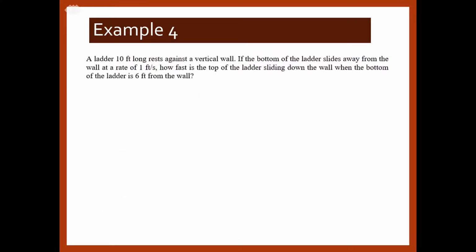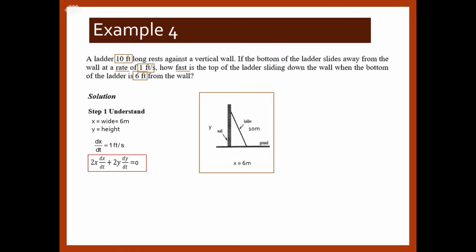Refer to example 4. A ladder 10 feet long rests against a vertical wall. If the bottom of the ladder slides away from the wall at a rate of 1 feet per second, how fast is the top of the ladder sliding down the wall when the bottom of the ladder is 6 feet from the wall? Here, we denote the width as x and the height as y. Given that x is 6 feet and dx over dt is 1 feet per second, you need to find dy over dt when x is equal to 6 feet.